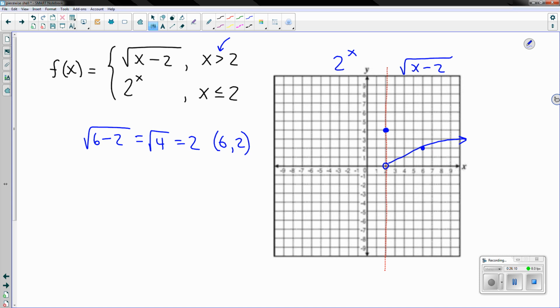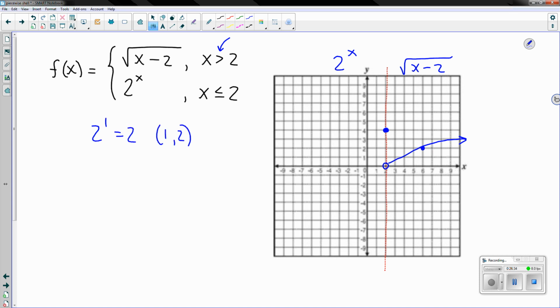So that part's completed. Now we're going to do 2 to the x. So when we get used to exponentials, we'll notice some properties, but this is a good review of exponent rules as well. So I'm going to evaluate at 1 to start. So I got to pick x values that are to the left of 2, because this expression is defined when x is less than or equal to 2. So let's plug in 1 to start. So 2 to the first equals 2. So when I plug in 1, I get 2.